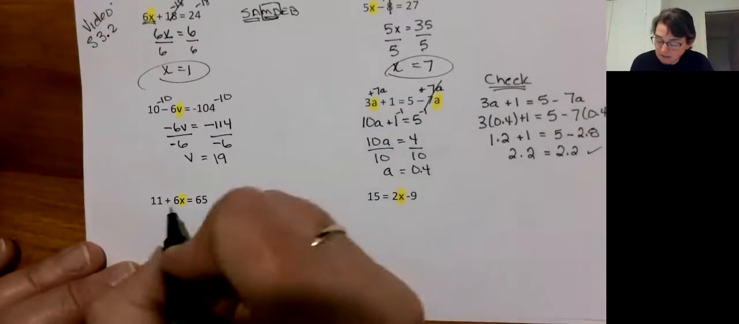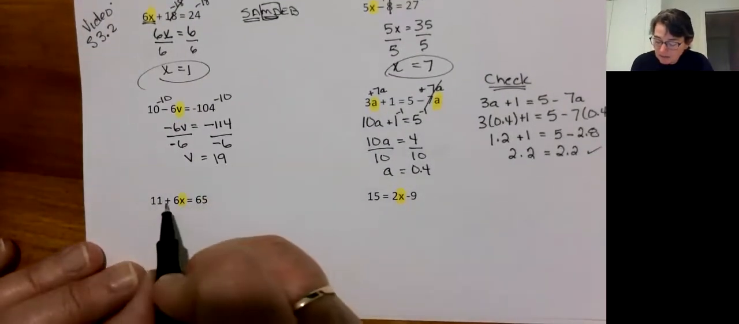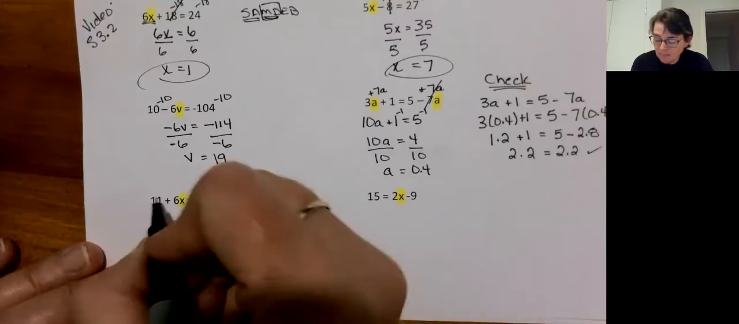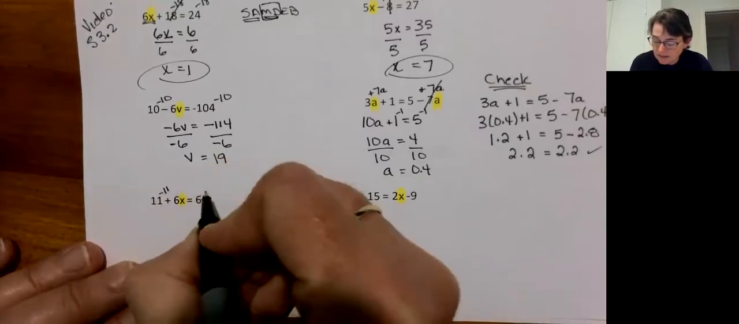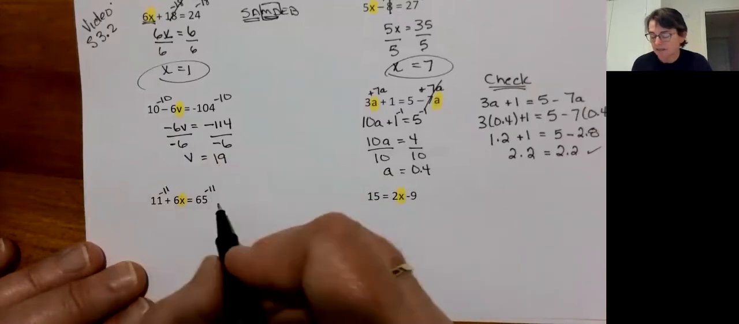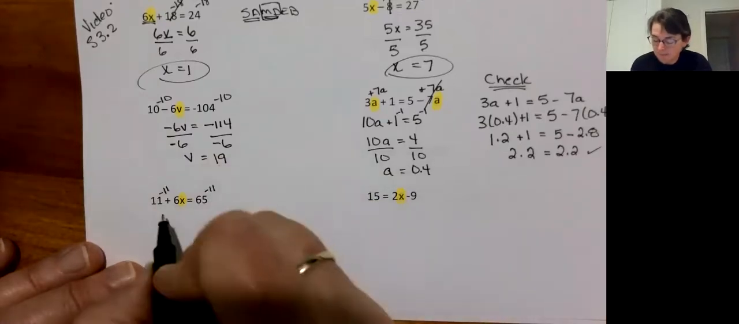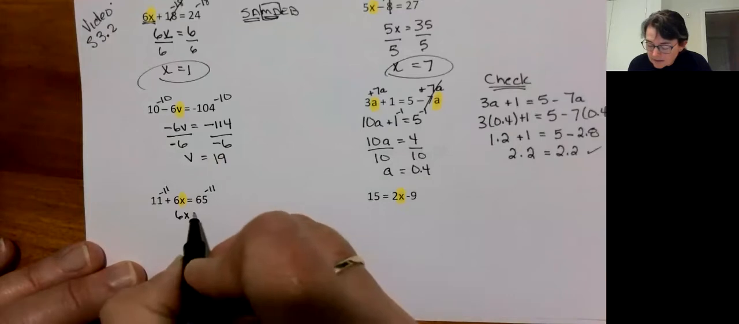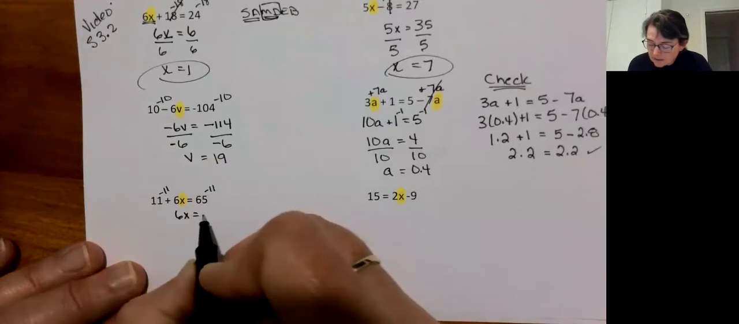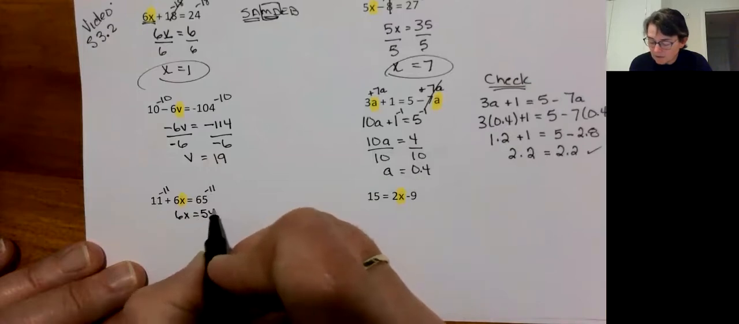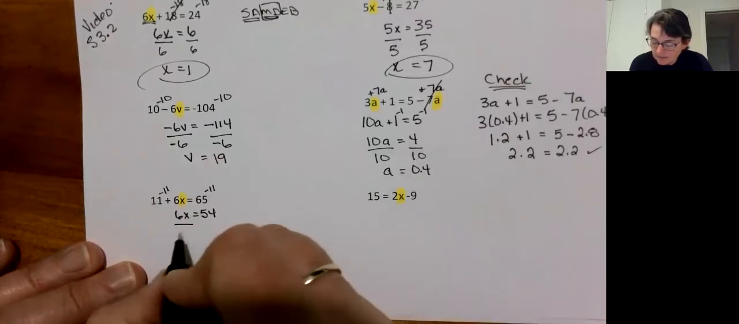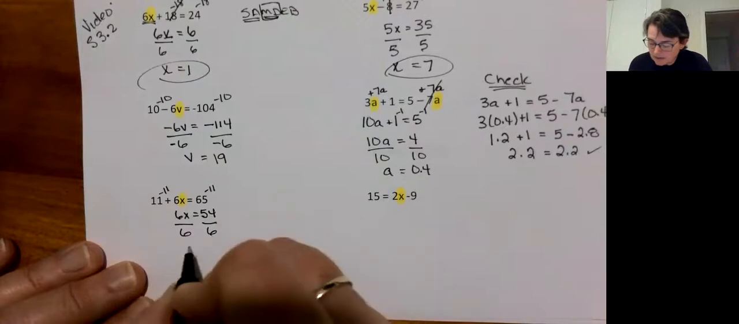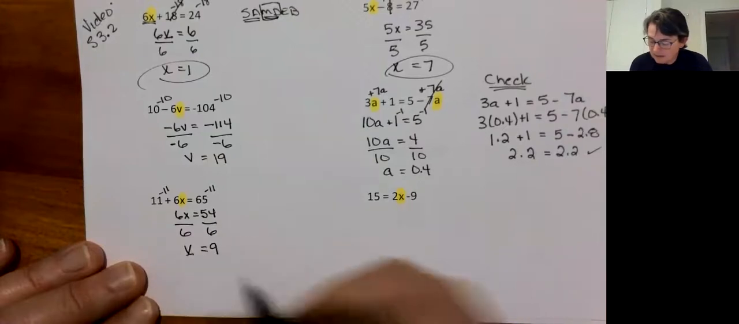Last couple of questions. So we've got 11 plus 6x is 65. Subtract 11, we need to get it to the other side. Basically, we're collecting the numbers on one side, variables on the other. So 6x is equal to 54. There we go. Divide by 6, divide by 6. x is equal to 9.